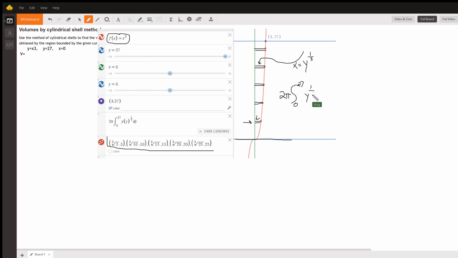And a typical radius is the distance from the axis of revolution to the center of a shell. Well, that's just a y distance, the height to the center of this shell is y. And so it goes for all these shells. So we need a y here, and we're integrating with respect to y, dy. So the integral you have to evaluate is from 0 to 27 of y to the 1/3 times y, which is y to the 4/3.